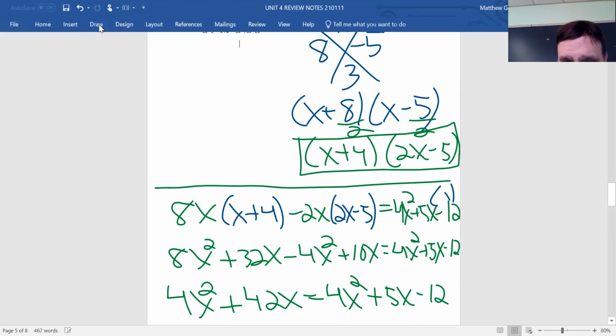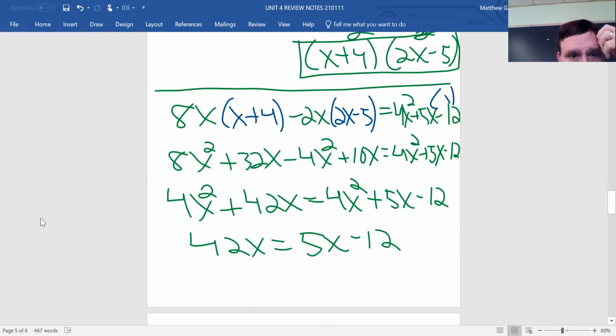The algebra here is pretty reasonable. 8x squared plus 32x minus 4x squared plus 10x. Just remember to distribute that negative. Equals 4x squared plus 5x minus 12. And then on the left side of the equal sign, I combine like terms. 8x squared minus 4x squared gives me the 4x squared you see down here. 32x and 10x gives me the 42x you see here.